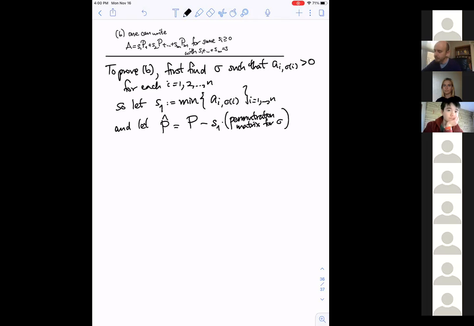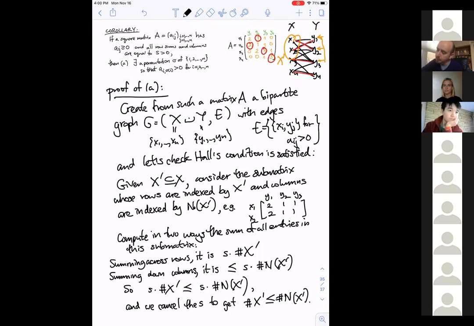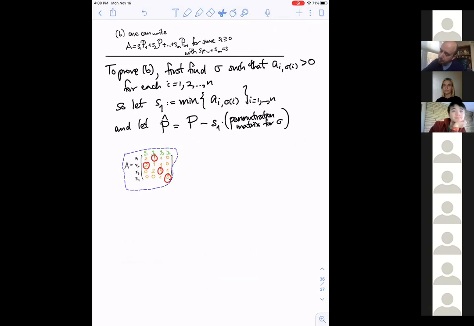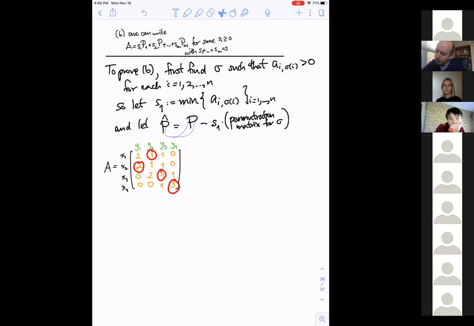Okay, so let's do an example. We had such an example of our A and the permutation that we were going to pull off. Let's make that a little bigger. All right. And so what I'm going to say is, A hat, not P hat. I'm getting confused as to who my matrices are. A hat is going to be A minus S1 times the permutation matrix for sigma.